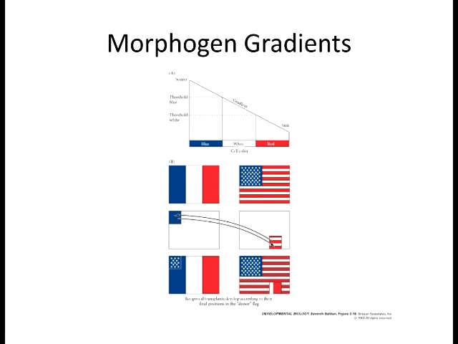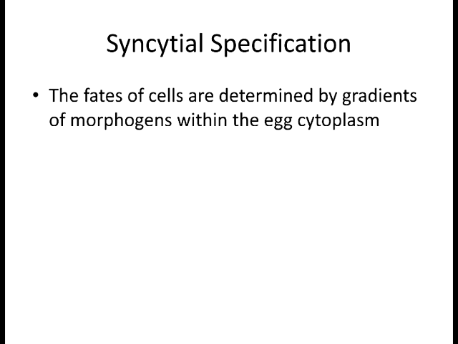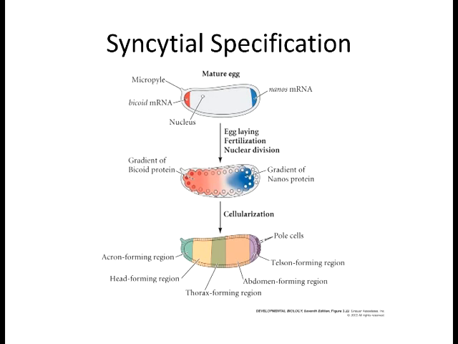Okay. Now, syncytial specification. This is one that is pretty much found in insects, and one of the prime examples we use for this is Drosophila. The main difference between syncytial specification and autonomous specification is that you still have these cytoplasmic determinants, these morphogens, or proteins made from RNA sequestered within the cytoplasm. The difference is that the cell goes through multiple rounds of mitosis, but not cytokinesis, and generates a number of nuclei before cytokinesis even occurs.